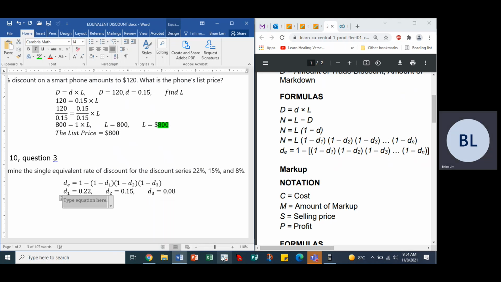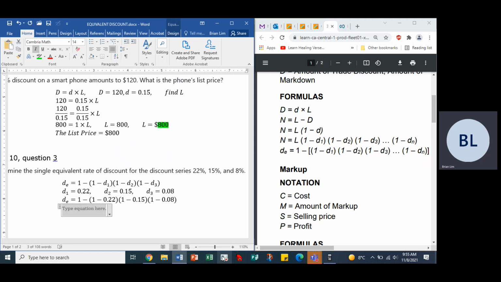All right, so now let's insert these into the formula above here, and that should give us the answer, right? The single equivalent rate of discount. So let's do just that. That would be equal to 1 minus 0.22, and then 1 minus 0.15, and then 1 minus 0.08.